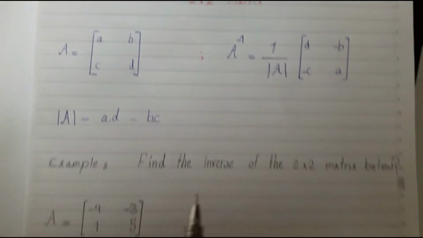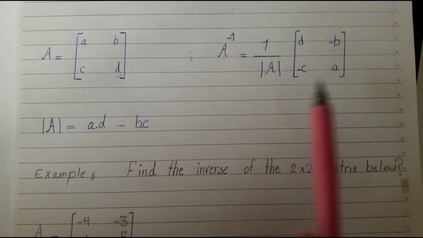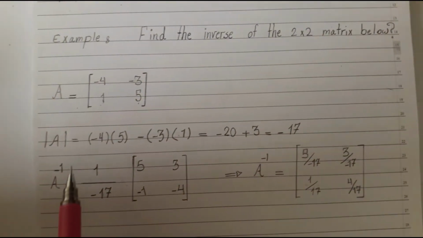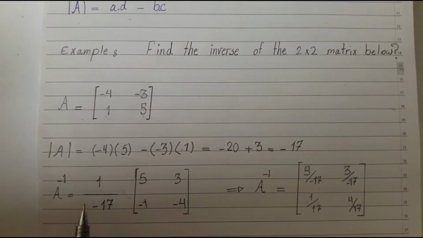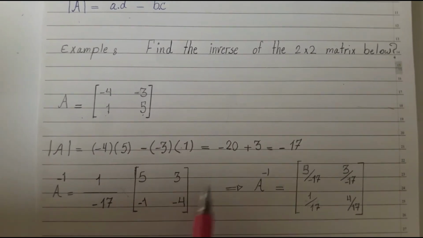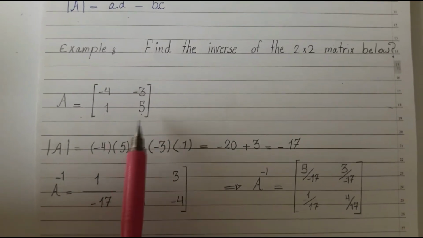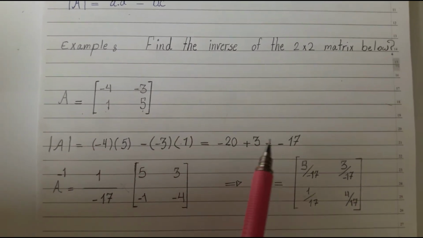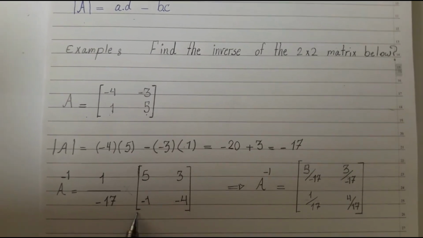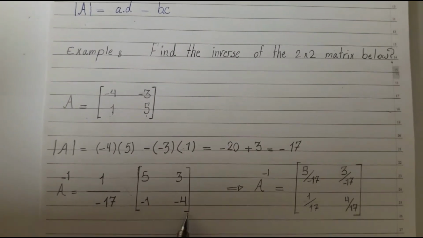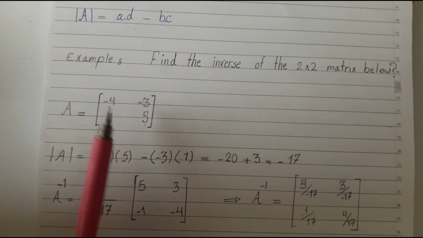According to this formula here, we have A power negative 1 is equal to 1 over negative 17, actually the determinant of our original matrix, which is negative 17, times this matrix. How do we find this matrix? We are going to find it, okay?